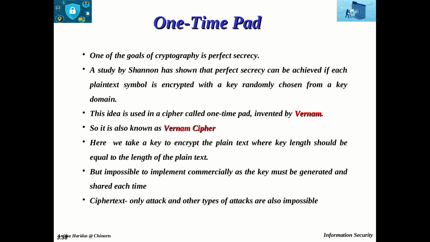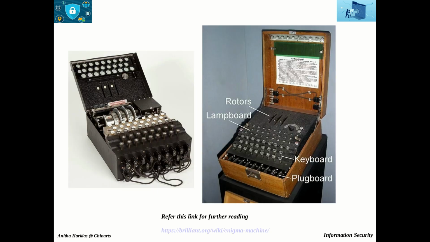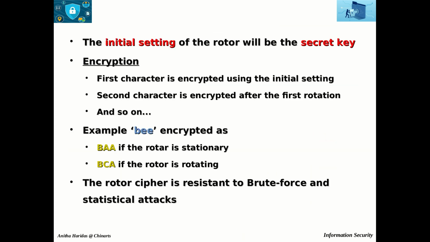Now the other 3 methods of polyalphabetic ciphers are the one-time pad, rotor cipher and Enigma machine, which we will be discussing in the next video.